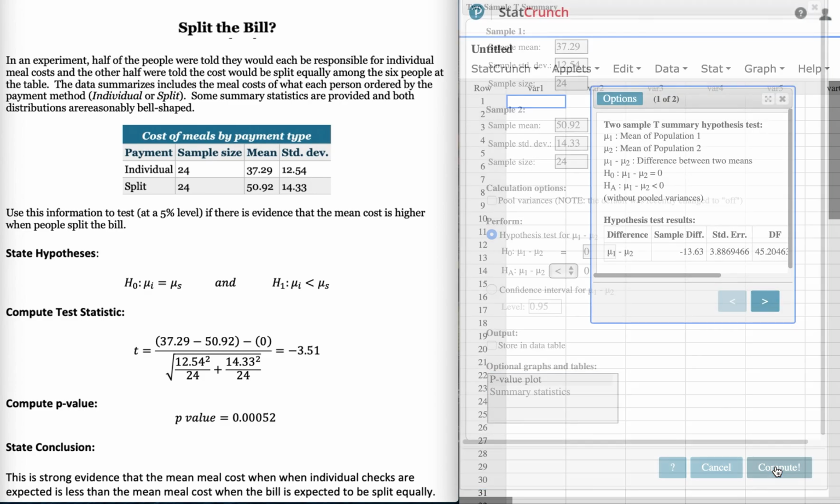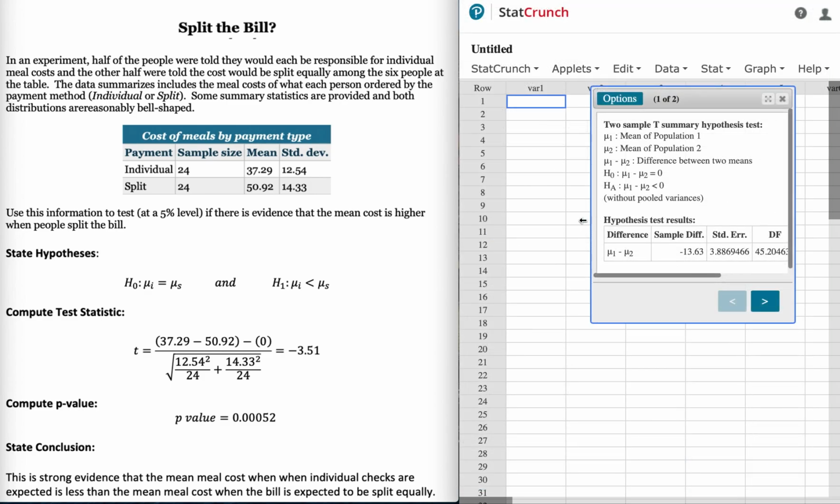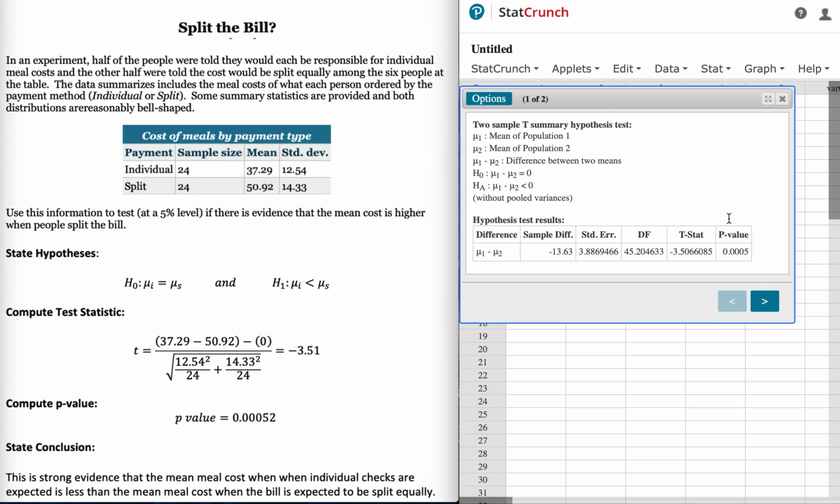And so if I press compute, it gives me a nice table here where it's conducted the test. And if you notice, it gives me the test statistic. So to 2 decimal places, that would be negative 3.51. And the p-value, rounded to 4 decimal places, is 0.0005, which is what I have over here, just not rounded quite to 4 digits. Now I said that I checked the box to plot the p-value.